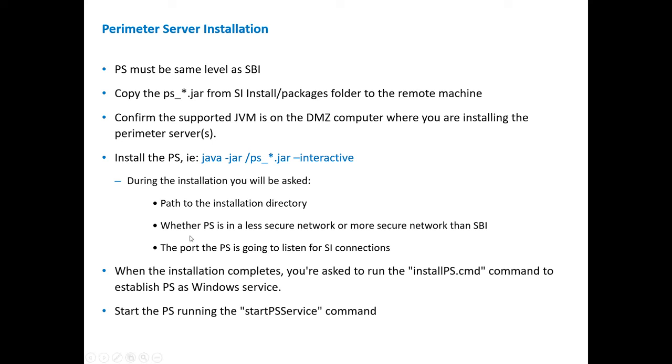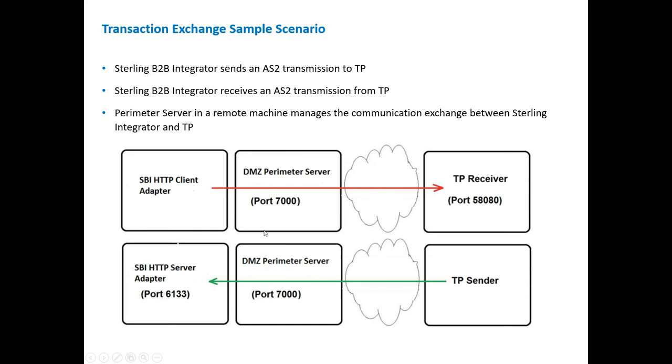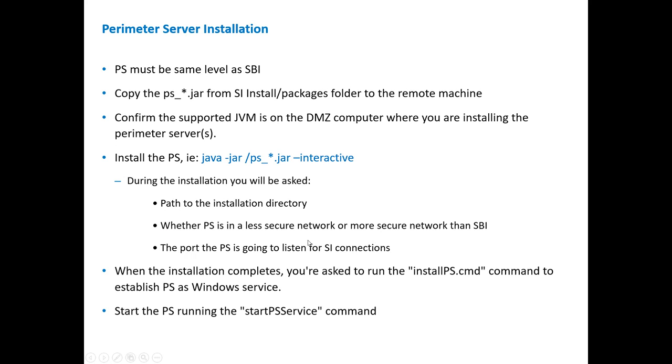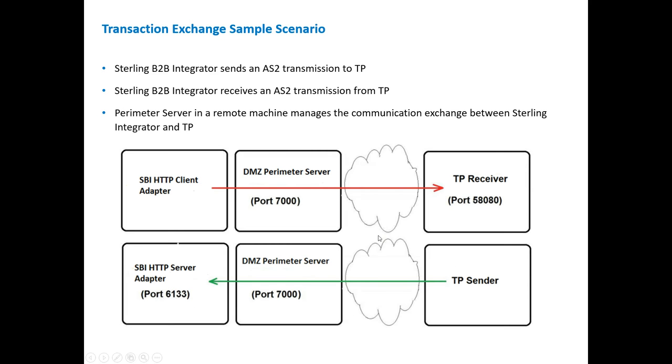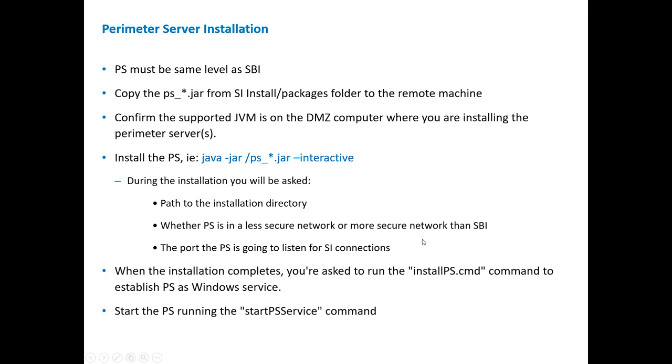Then there is a question that comes, and I'm going to show some screenshots around that in the next slide, asking whether the perimeter server is in a less secure or a more secure network. Typically, if you have understood the previous diagram, the perimeter server is in a less secure zone than Sterling B2B Integrator. Sometimes we have seen installations of perimeter server on the front end, as well as behind Sterling B2B Integrator, between it and the downstream application, where you might have another perimeter server. In that case, perimeter server might be in a more secure network than SBI. That's the reason this question is asked.